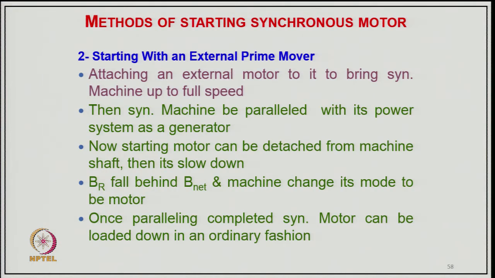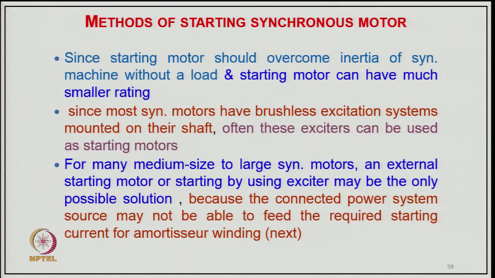So, the second method is starting with an external prime mover, attaching an external motor to bring the synchronous machine to full speed, and then paralleling the synchronous machine with the power system or generator. Now, the starting motor can be detached from the machine shaft, the machine slows down or falls behind, and the machine changes its mode to the motor. Once paralleling is completed, the synchronous motor can be loaded in the ordinary fashion.